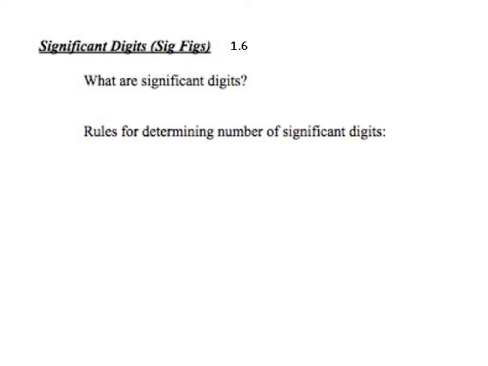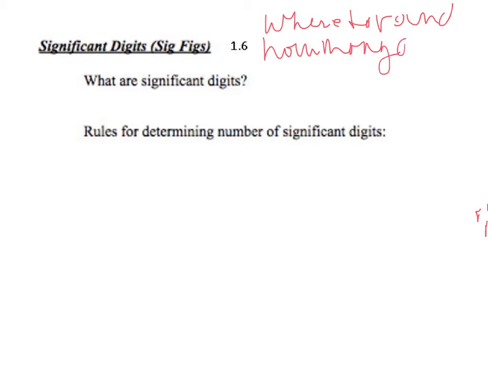Okay, in this podcast we're going to talk about significant digits, sometimes called significant figures, and often called sig figs. That's usually how I refer to them. And you can think about sig figs as where to round. That's usually the question you're trying to answer, is where to round. Or answering the question, how many digits to report.